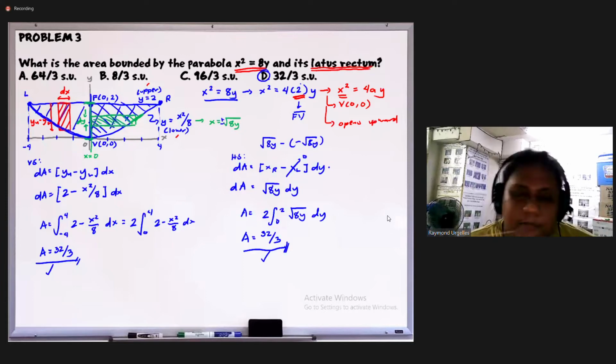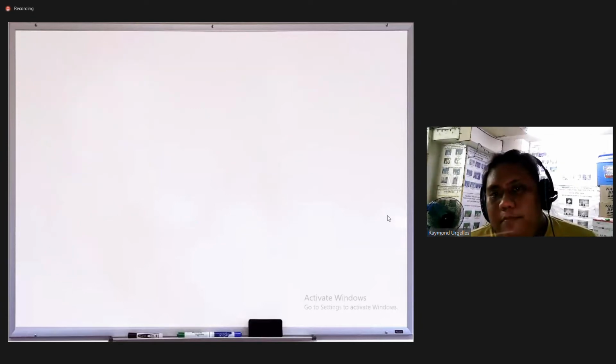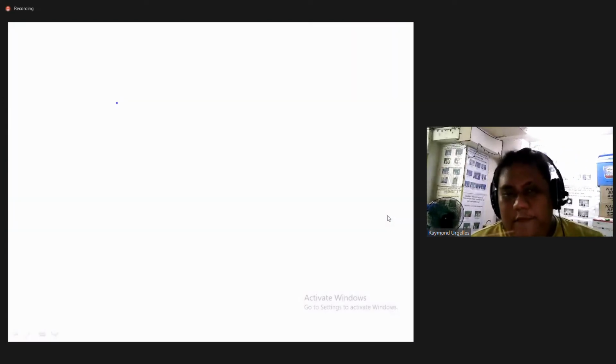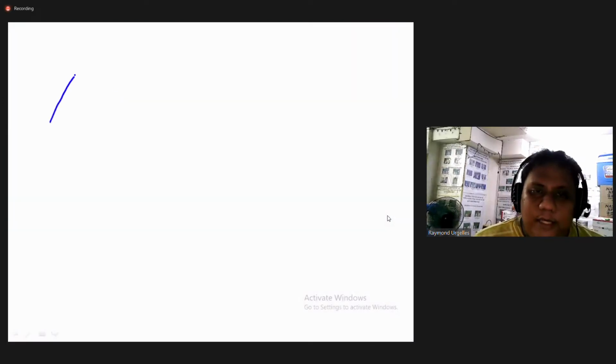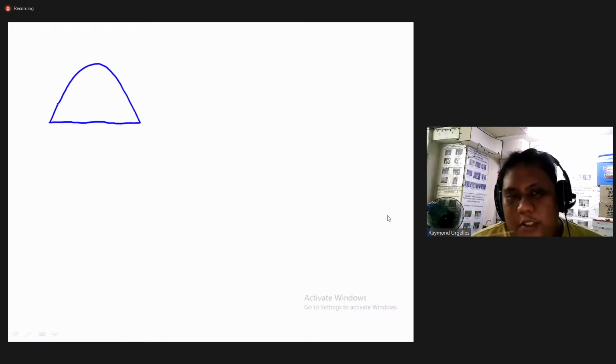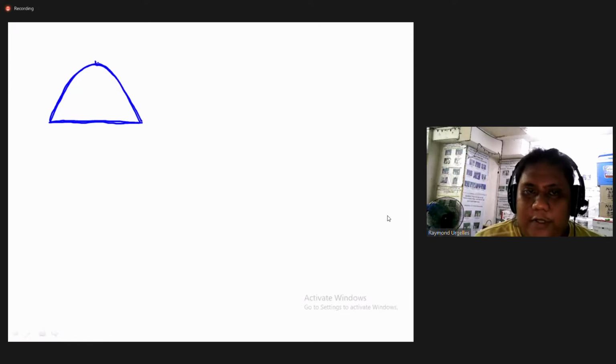Of course, we have another way to solve this problem, and that is by using direct formulas. Right? Okay? So how do we solve this using a direct formula? Again, if you are familiar with the parabolic segment, this is our parabolic segment. By definition, this is our parabola. This is the base of our parabola. This is the vertex of the parabola. This is the axis of the parabola.